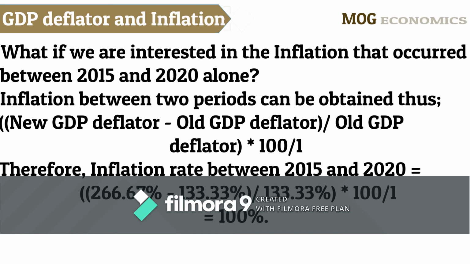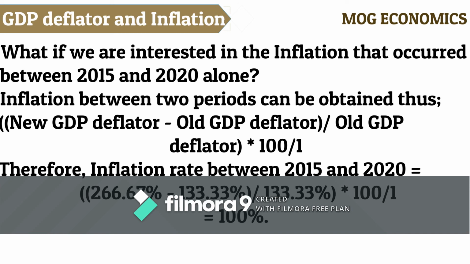We only have to calculate the percentage change in 2015 and 2020's GDP deflators. That's all. Therefore, inflation rate in 2015 to 2020 equals GDP deflator in 2020 minus the GDP deflator in 2015 divided by the GDP deflator in 2015 multiplied by 100 over 1. In general, it is given as the new GDP deflator minus the old GDP deflator divided by the old GDP deflator times 100 over 1.